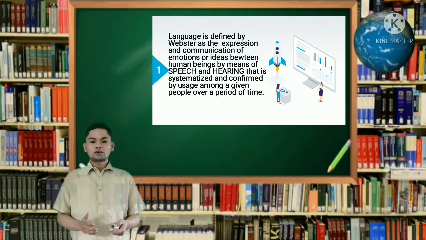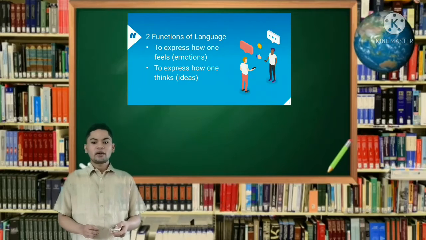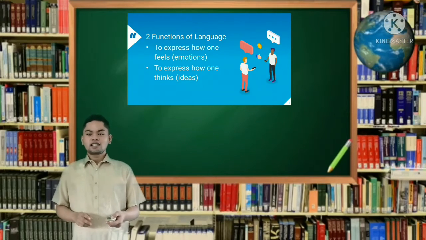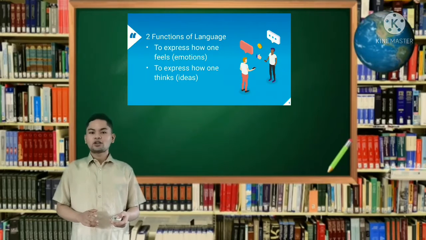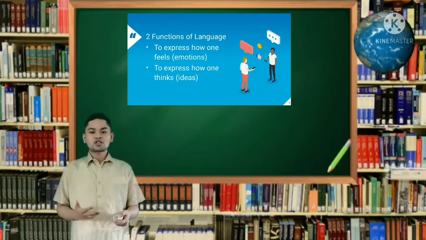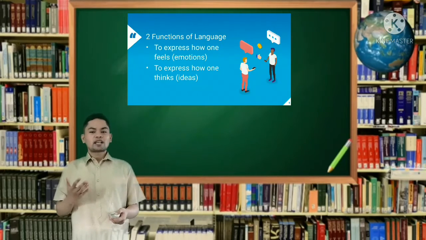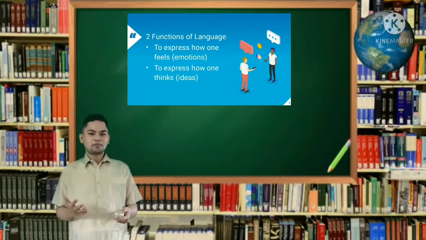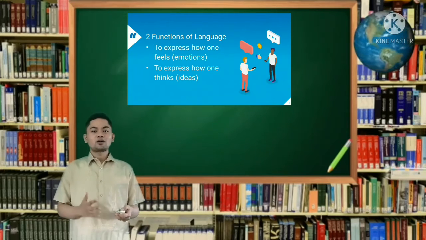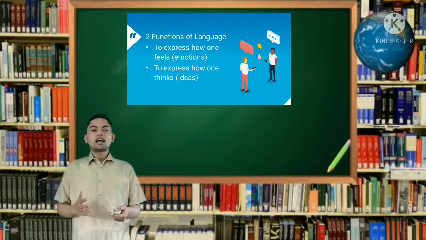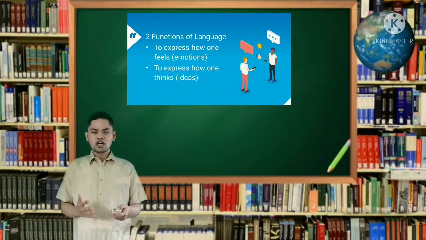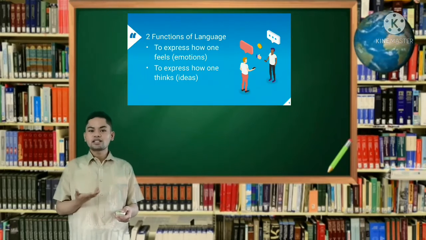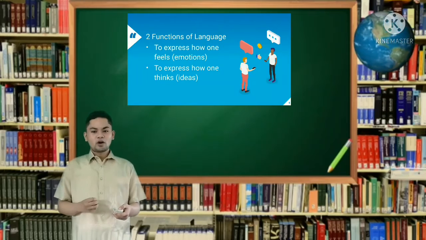Now, as he said, language has two functions. First, to express how one feels, or it simply pertains to our emotions. Second, to express how one thinks, or it also pertains to our ideas. These two functions of language are involved when we communicate. To express how one feels, how would we know if a person is mad or happy by the way he communicates if there's no emotion? It is also seen through our physical expressions and gestures. To express how one thinks, it pertains to our ideas. The words that come from our mouth come from our brain.